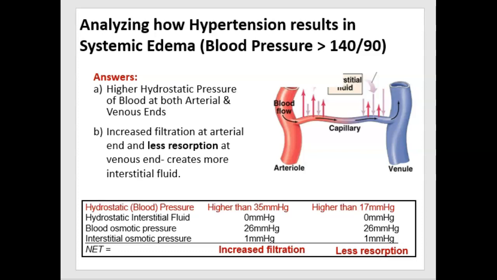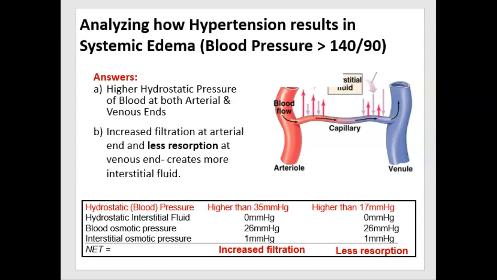But what happens in hypertension is that the blood pressure goes up both at the arterial end and at the venous end. So that would be a higher outward pressure at both locations. And so you'll have less reabsorption as well as higher filtration. So increased filtration occurs and less reabsorption occurs. That causes edema. Okay, that's our first disorder.